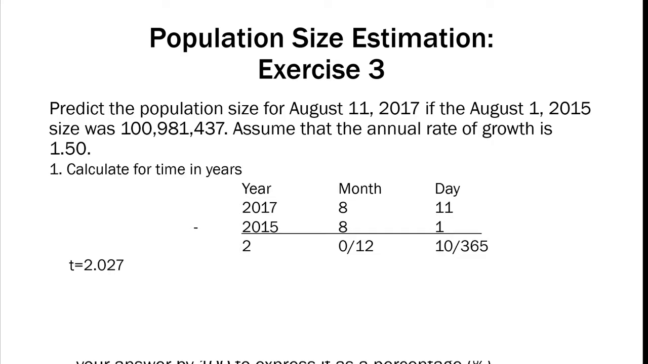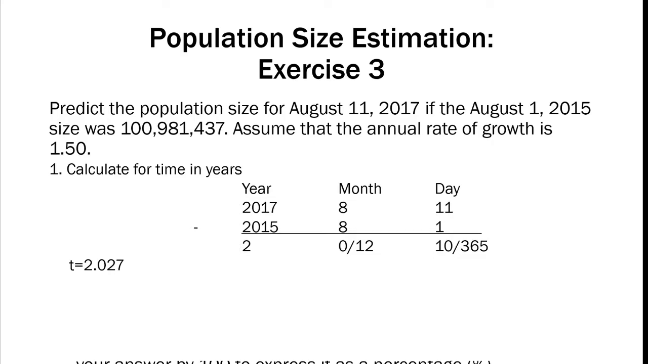Okay, what we're looking for is a future population size. And the formula for future population size is past population size multiplied by the quantity E raised to the RT. I hope you've written that already. Next step would be, of course, to compute for the elapsed time in years.